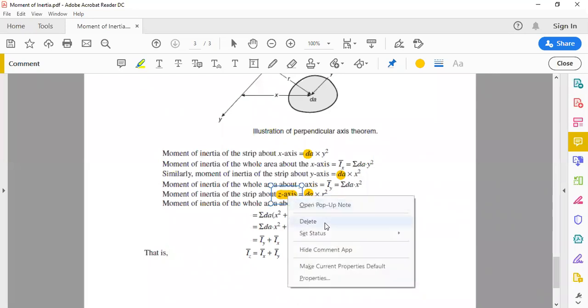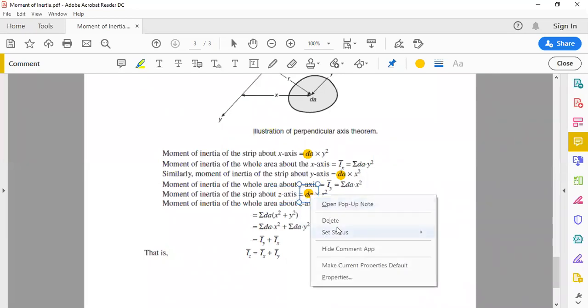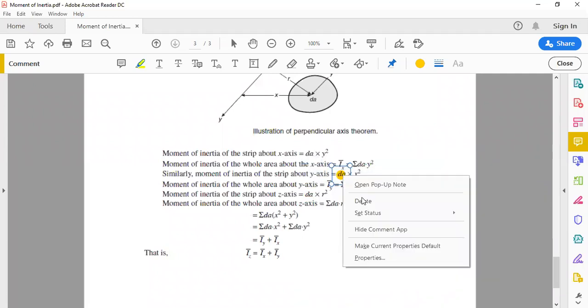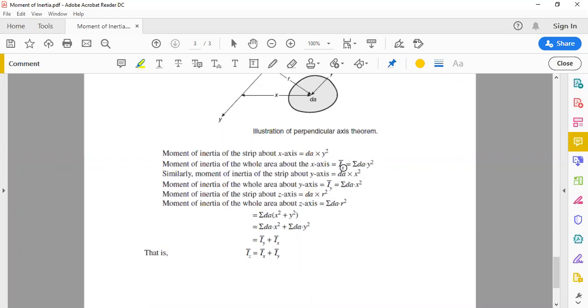Now next, we will add the mutually perpendicular axes, that is Ix bar and Iy bar. We will take the right hand terms. So sigma dA is kept common, and it is x square plus y square.